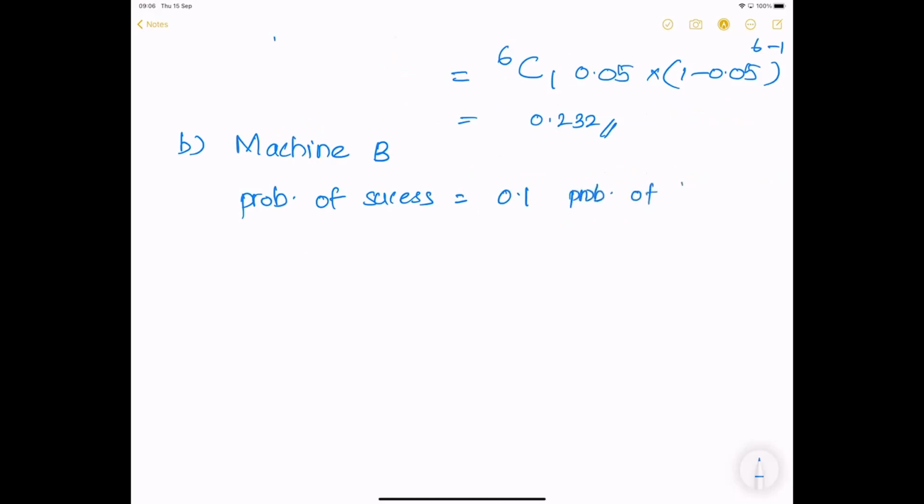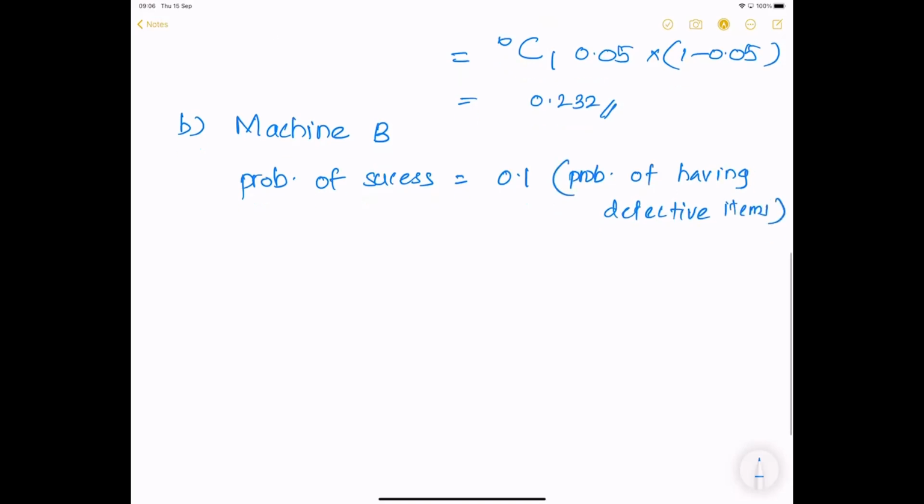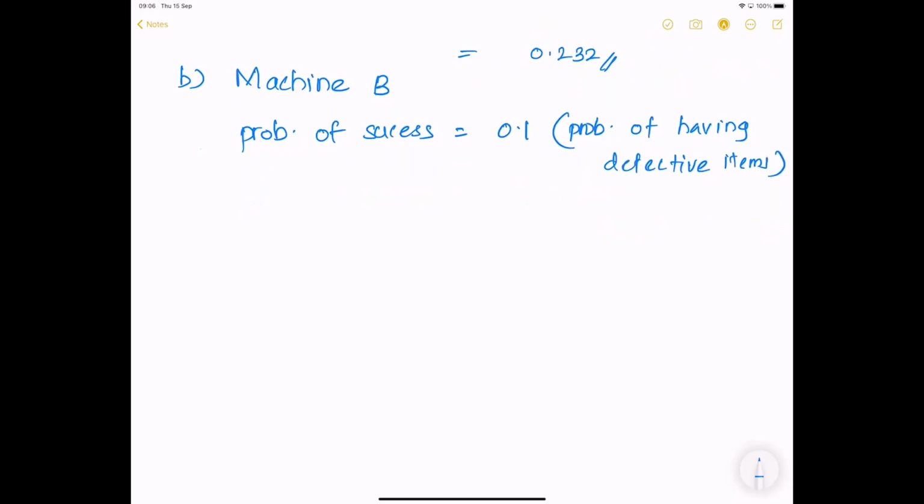Probability of having defective items, right? That is 0.1. So the question says at least one, right? Therefore, the lowest value should be 1 or greater, right? So how can we solve this one? We can simply write 1 minus P(x equals 0), right?